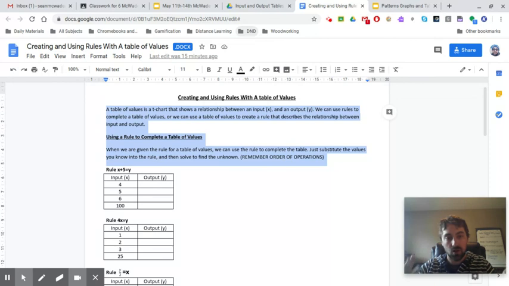So starting off, our rule here is x plus 5 equals y. So I'm going to switch to this camera here.